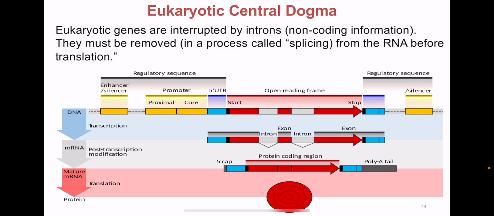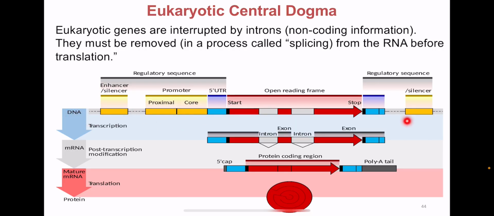As I said, bacteria, or prokaryotes, do not have introns, but eukaryotes do. So we have to make sure we get rid of the introns and join the exons before we can proceed or even start transcription. The introns are the non-coding regions, as I said. So let's look at this.